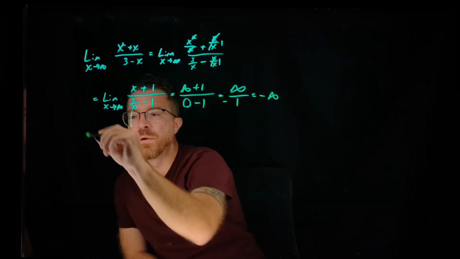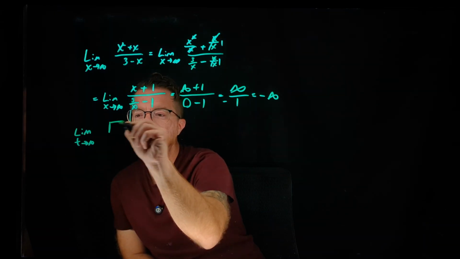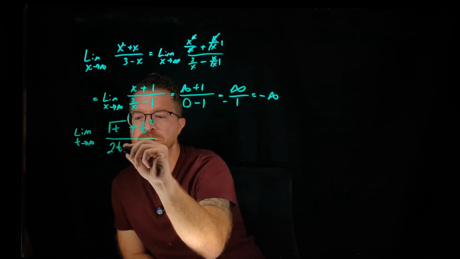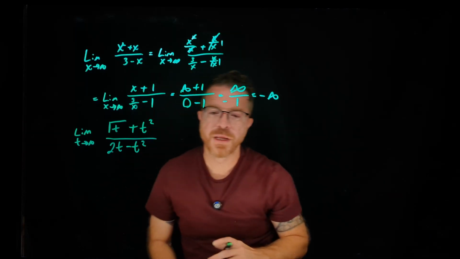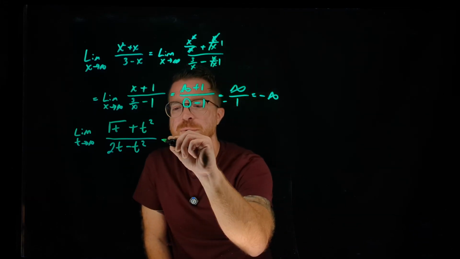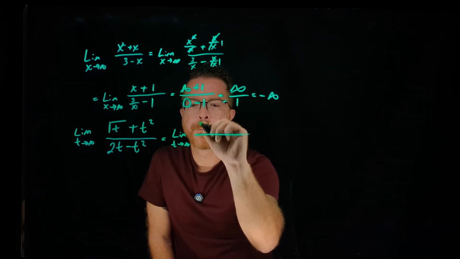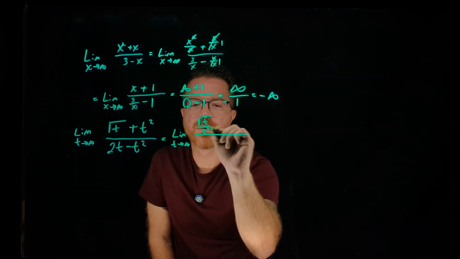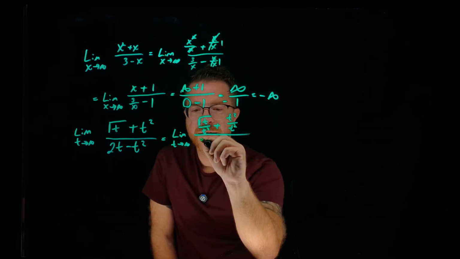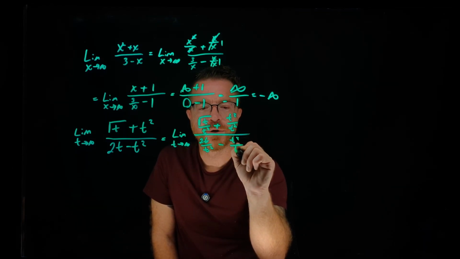For my next example, we have the limit as t approaches infinity, square root of t plus t squared divided by 2t minus t squared. So I'm going to use the same trick. I'm going to divide everything by the largest power in the denominator. In this case, it's going to be t squared. So this is going to be the limit as t approaches infinity, square root of t over t squared plus t squared over t squared divided by 2t over t squared minus t squared over t squared.